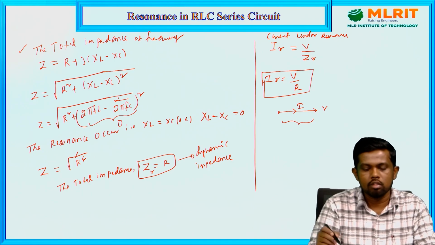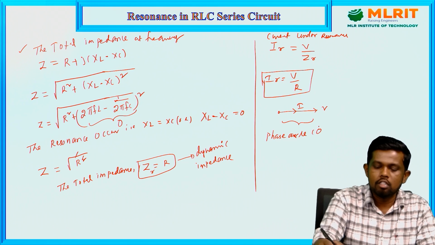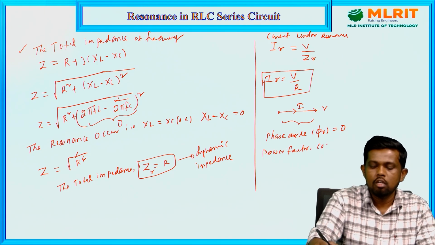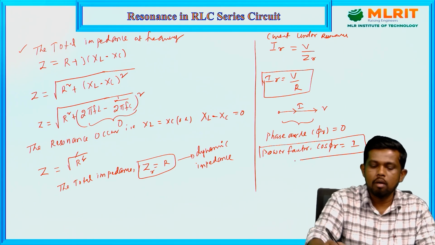So based on that, the phasor representation between the voltage and current shows they are in phase. So the phase angle, that is phi r, should become 0. Hence the power factor of the circuit under the resonance condition, that is cos phi r, equals 1. Under the resonance condition, the power factor should become unity.